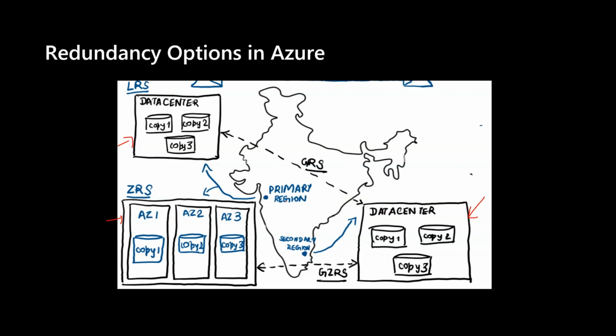Now, to support primary and secondary redundancy, GRS first copies your data using LRS in the primary region, and in the same way, it copies the data in the secondary region. Talking about GZRS, it first copies your data in the primary region within three availability zones, and then in the same way, it copies the data to the secondary region.